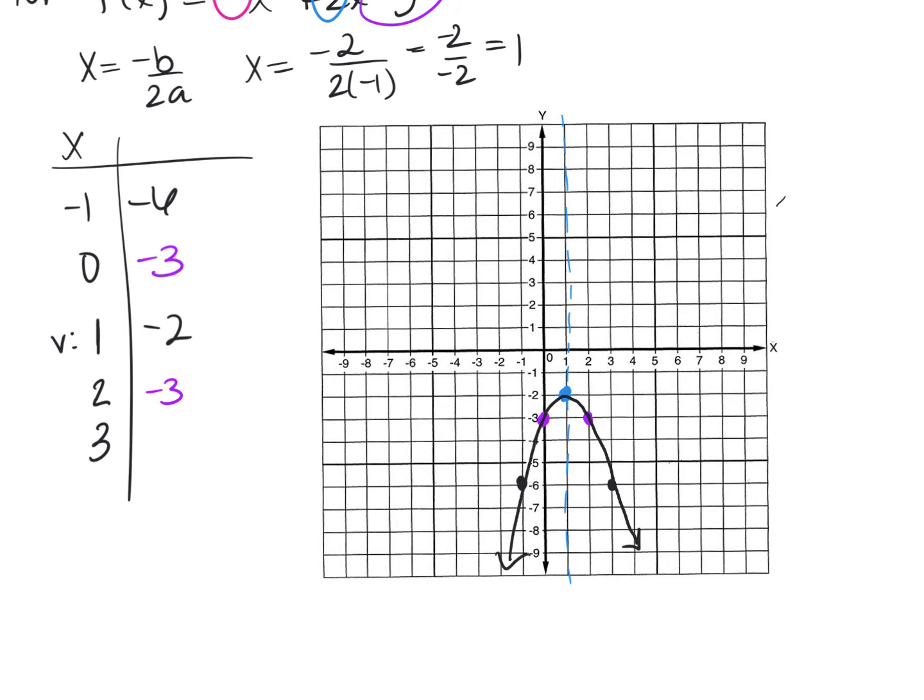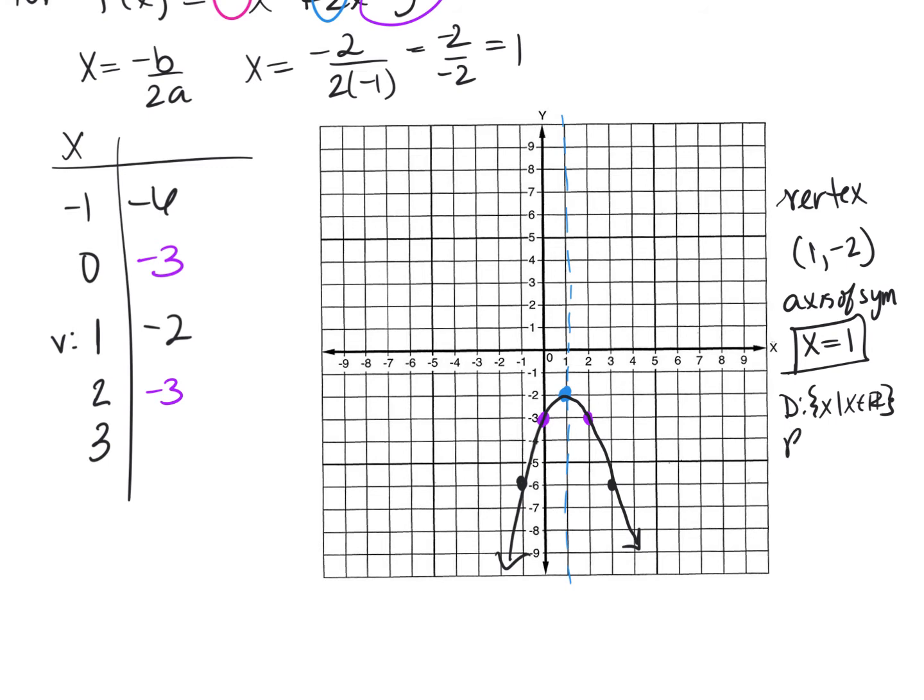Okay, so again, our vertex is 1, negative 2. Our axis of symmetry is x equals 1. It's always an equation, not just 1. It's x equals 1. My domain is x contained in the set of all real numbers. My range, y, is less than or equal to negative 2. It opens down. The maximum of my graph is at negative 2, and everything is below it, so my range is y is less than or equal to negative 2.